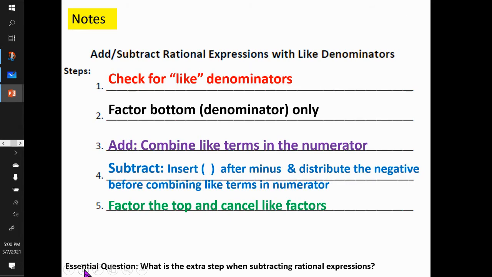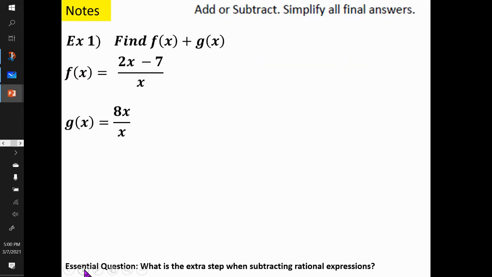Here are the steps. Check for like denominators, and factor the bottoms only if possible. Then combine like terms on the top. That's what the numerator is. When subtracting, don't forget to add your parentheses and then distribute that negative. Step 5 is factor the top if possible. A lot of times it's not possible. And then you cancel like factors. All right, moving right along.